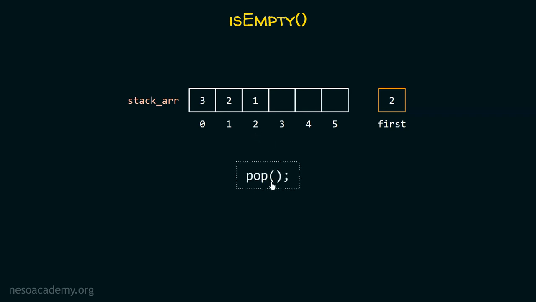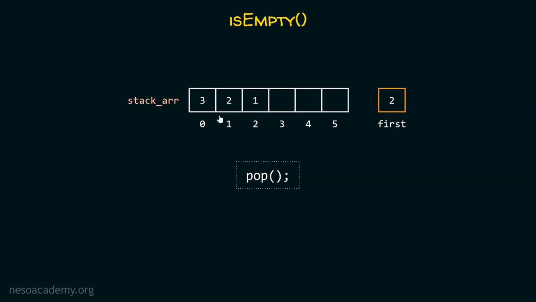Now let's call the pop function for the purpose of deleting the topmost element of the stack. We know that this is the topmost element. We have to delete this element, right? For this purpose, we have to call the pop function. And what does the pop function do? It simply deletes this element, right? It actually deletes this element by shifting all the elements towards left.